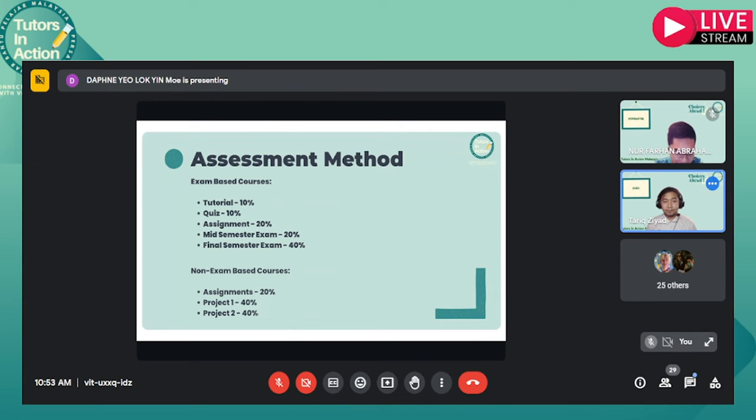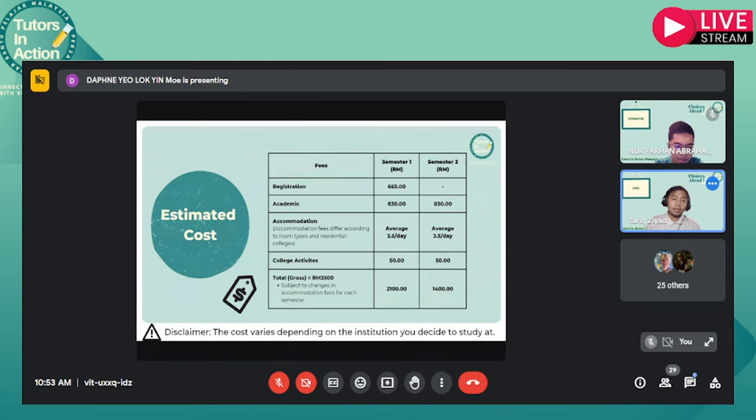So moving on to the estimated costs. Since it is a one-year program that is separated into two semesters, for the first semester you are looking at a registration fee of 665 ringgit. This is mostly for the welcoming week, so the fee is for registration processing fees and materials for the welcoming week, such as your clothes, your lanyards, and so on and so forth.